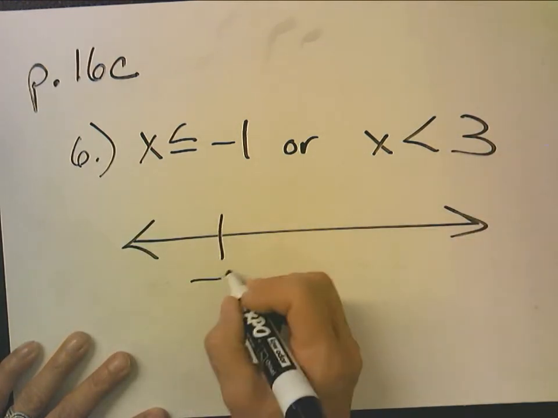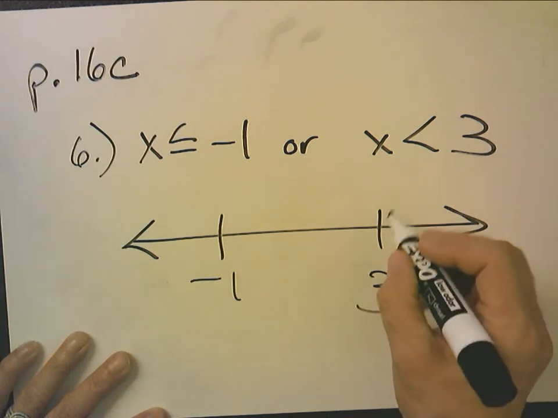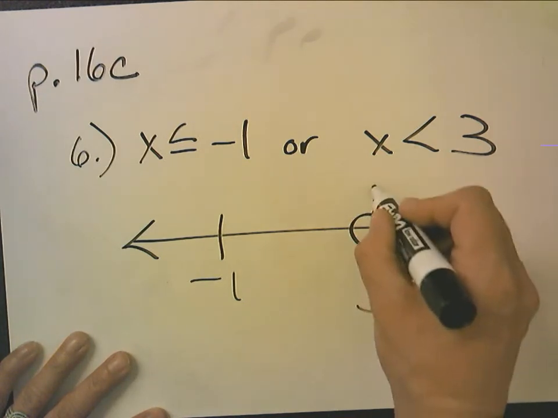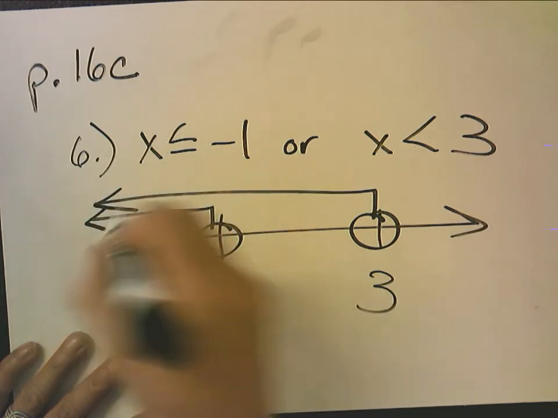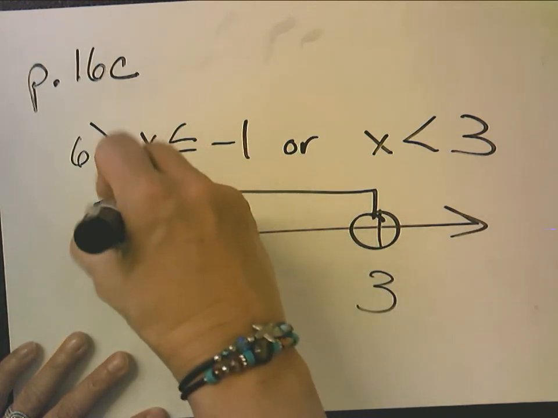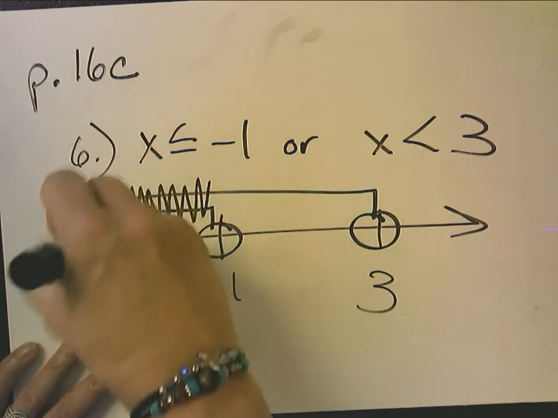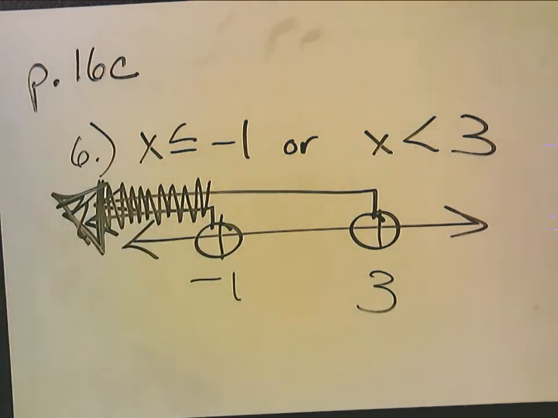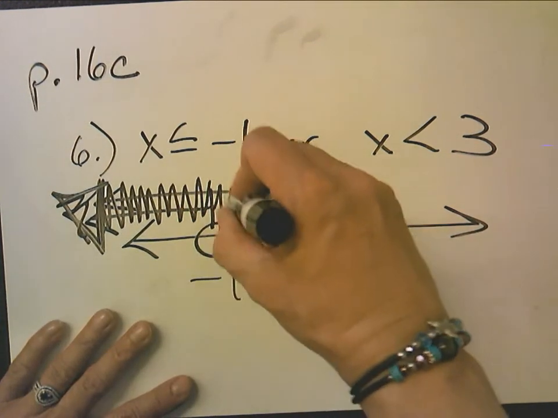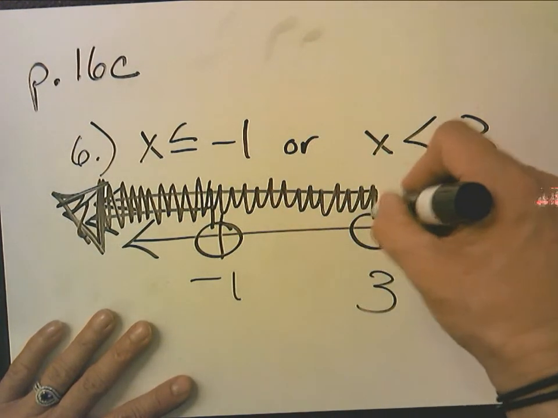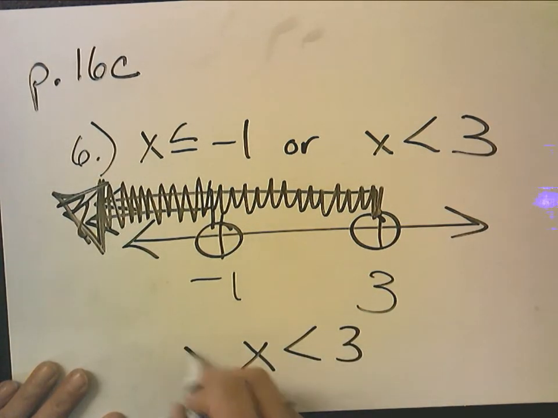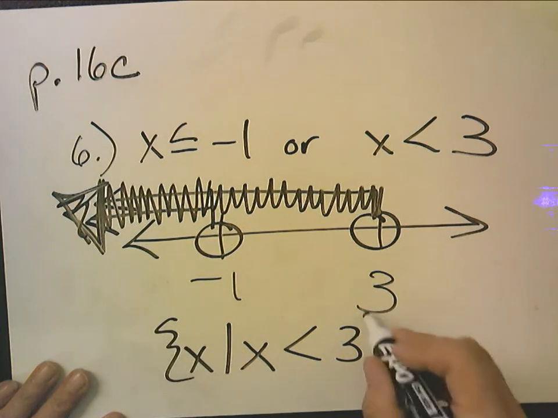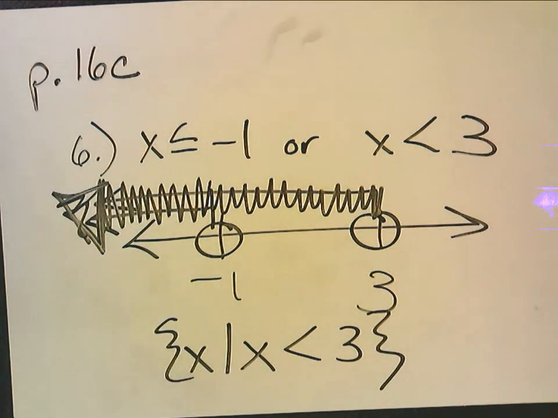So we have negative 1, we have 3. X is less than 3 or x is less than negative 1. Now, this is where they overlap. So if it was an and, that's what it would be. But it's or, and or doesn't say they have to overlap. Or says if you make it on one, you're on all. So the final answer would be x is less than 3. So all real numbers x such that x is less than 3.